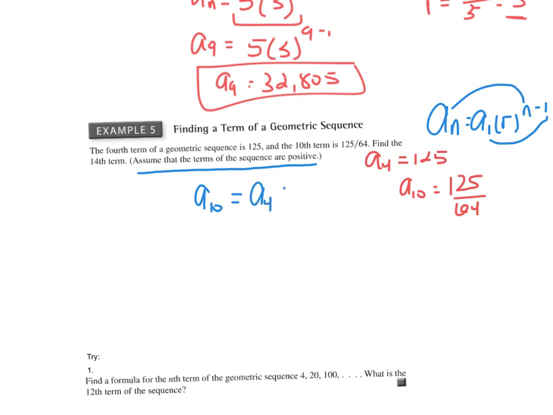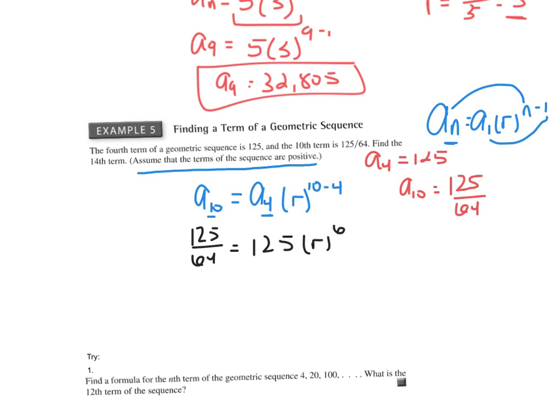One thing to also notice is I'm solving for r, because I don't know what that is yet. If I change the n, I have to change the n in the exponent. So now my n is a 10, which means it becomes 10 up here. Notice the 1 turned into a 4, so I have to subtract 4. You're allowed to do this because you're changing both sides. And then I plug in what I know. A10 is 125 over 64. A4 is 125.